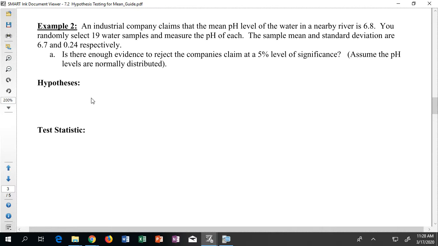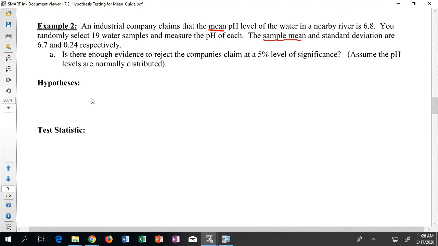An industrial company claims that the mean pH level of the water in a nearby river is 6.8. You randomly select 19 water samples and measure the pH level of each. The sample mean and standard deviation are 6.7, that's for the mean, and 0.24. That's what it means by respectively. They come in the same order. Is there enough evidence to reject the company's claim at a 5% level of significance? Assume the pH levels are normally distributed.